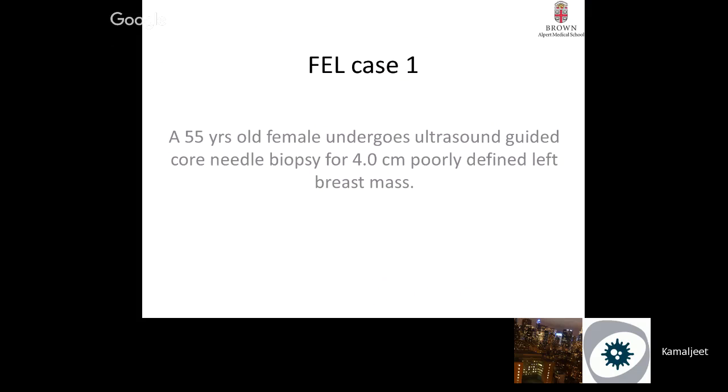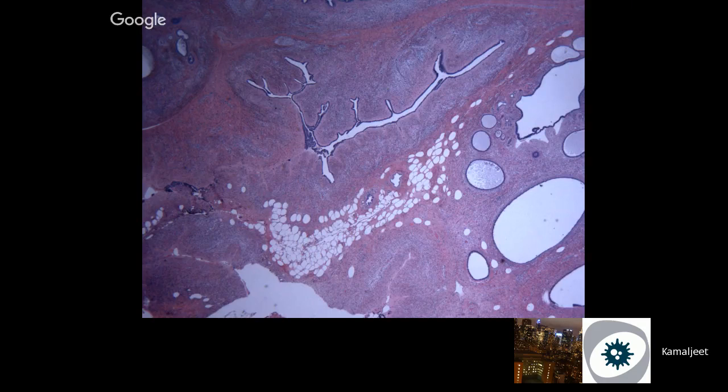So they all have the same history. 55-year-old, 4-centimeter poorly defined lesion. And the critical thing I said is the evaluation of the architecture. There are a couple of things. Phyllodes, I mean, it's a leaf-like architecture, intracanalicular pattern. You want to look at the distribution of the stroma.